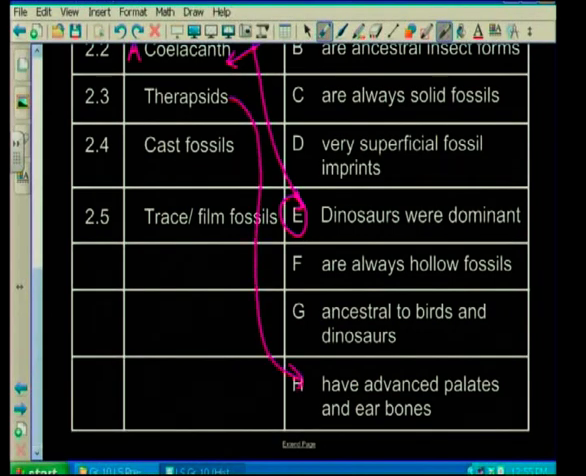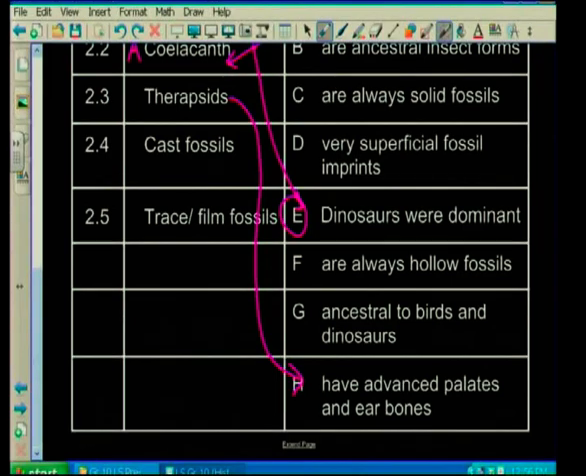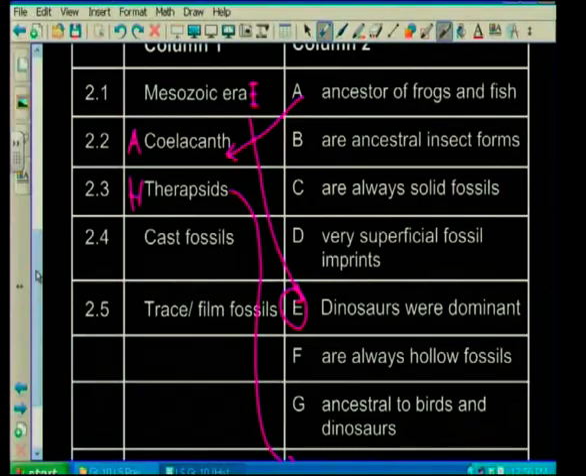The therapsids, remember this reptile-like mammal had large palates and it had well-formed ear bones. Right, other reptiles did not have ear bones. Most reptiles don't have ear bones, but the therapsid had very large temporal bones or ear bones, and that was a key feature of a therapsid. Therefore, the most suitable answer, because they had advanced palates and ear bones, the answer will now be H. Cast fossils, remember, they are solid fossils, so the cast fossil will be there, and that answer is C.